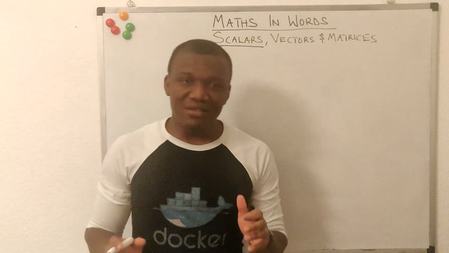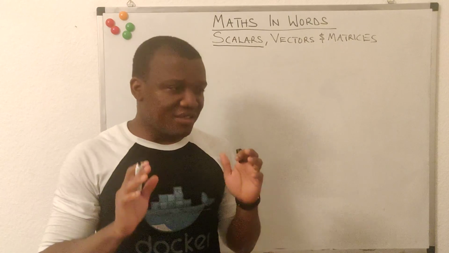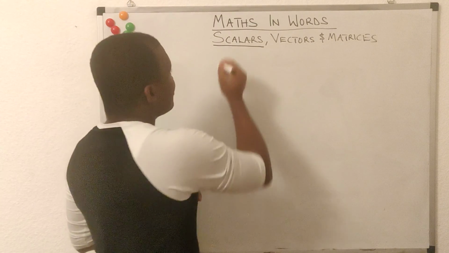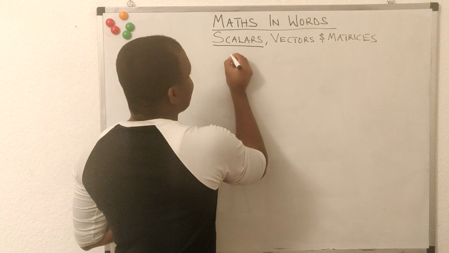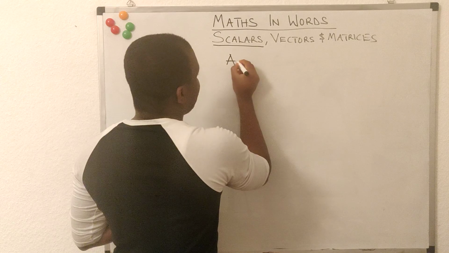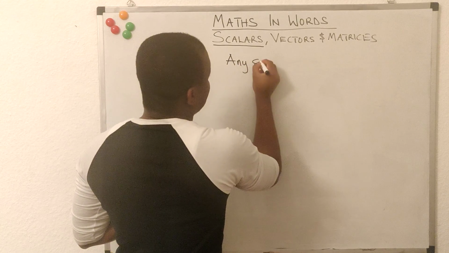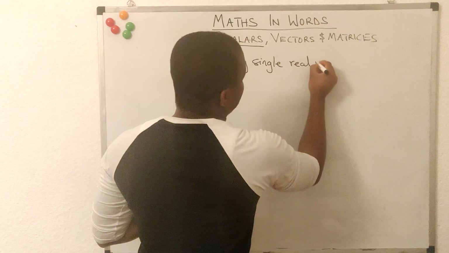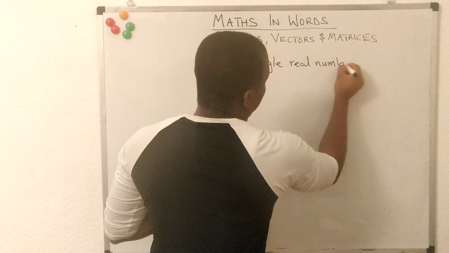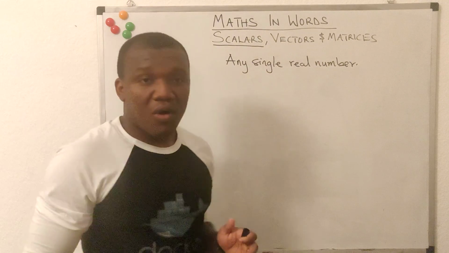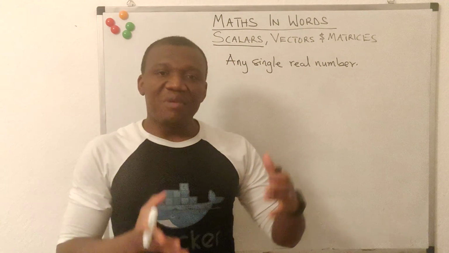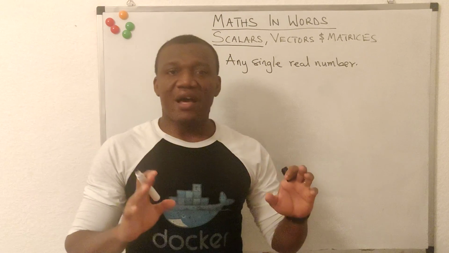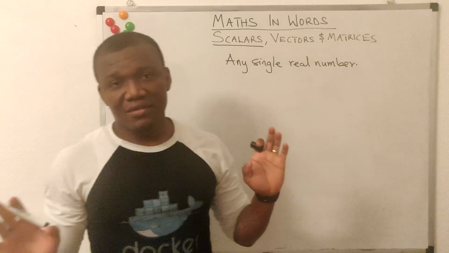And to your surprise, a scalar is just any single real number. So a scalar is any single real number, or any quantity that can be measured and represented by a single real number is called a scalar.